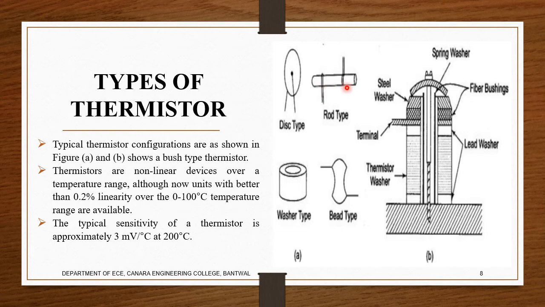Leads are attached to the end of the rods. You can see it here, leads. Their resistance usually varies from 1 to 50 kilo ohms. The advantage of rod thermistors over other configurations is the ability to produce high resistance units with moderately high power handling capability.